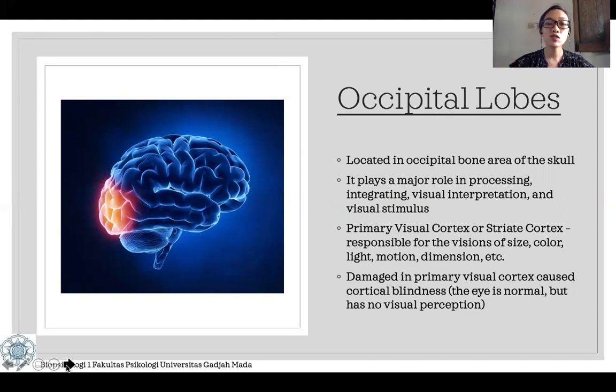So the destruction of any part of the striate cortex causes cortical blindness in the related part of the visual field. So for example, extensive damage to the striate cortex of the right hemisphere causes blindness in the left visual field.